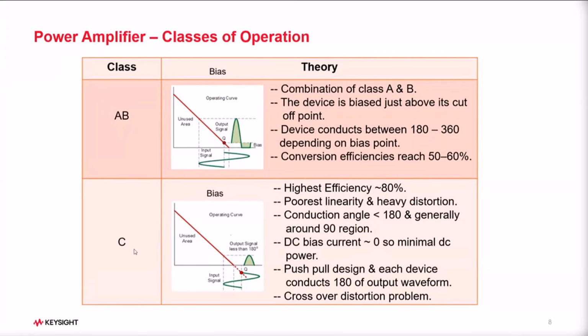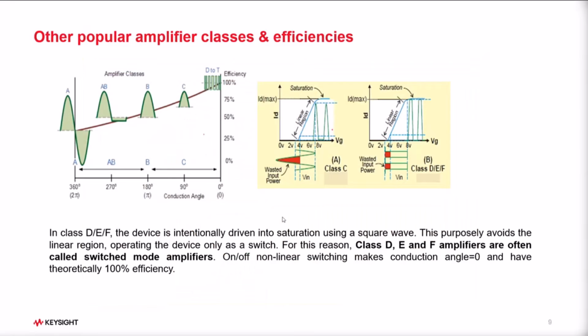And then you have Class C, where you have the highest efficiency of around 80%, but conduction angle is less than 180 degrees. So it's a highly switched kind of amplifier because of the distortions and the poorest linearity you can obtain in there. And then over the years, you have various other classes which have come up like class D, E, F, and now inverse F, and so on and so forth.